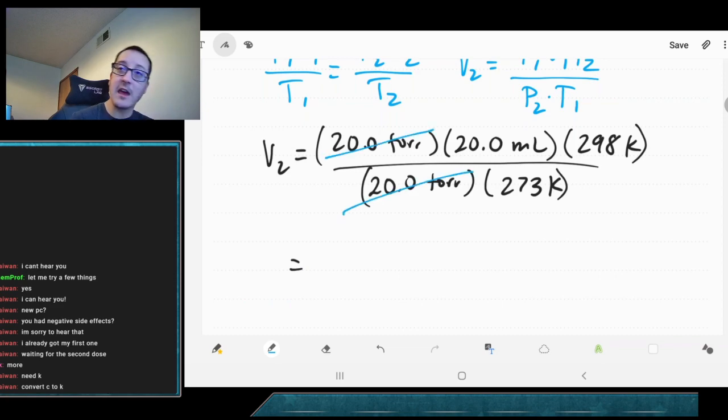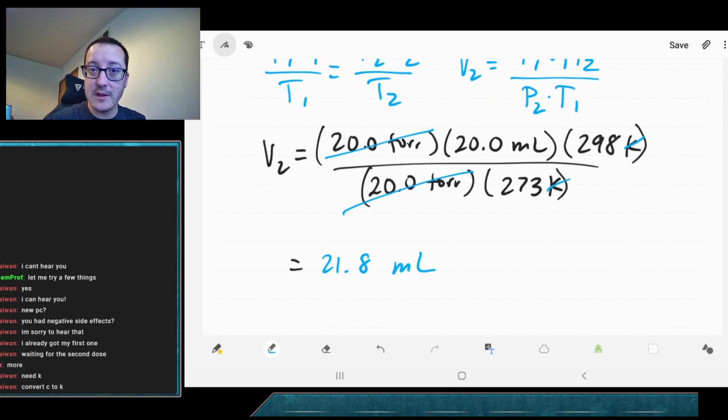The 20 torrs will cancel out. Kelvins will cancel out, so we're just left with milliliters. And so let's go ahead and do it. 20 times 298 divided by 273. Alright, we get 21.8. Our units will stay the same as we put them in, milliliters.